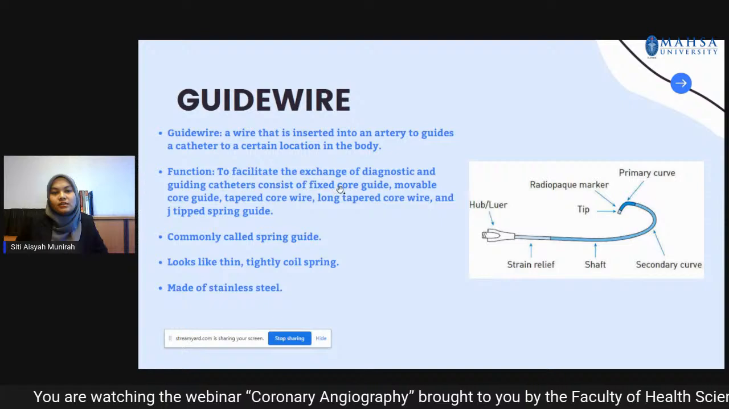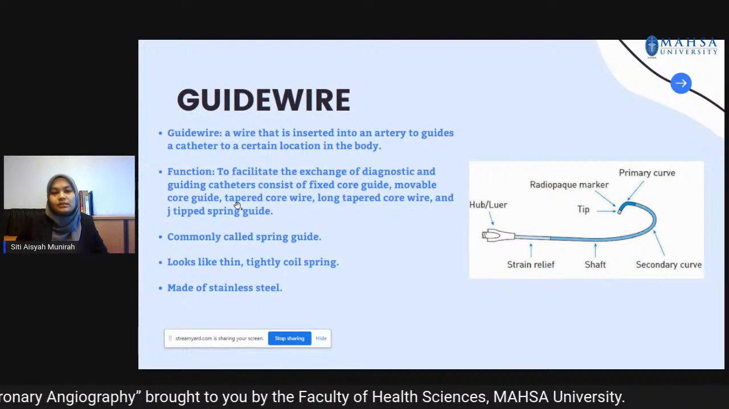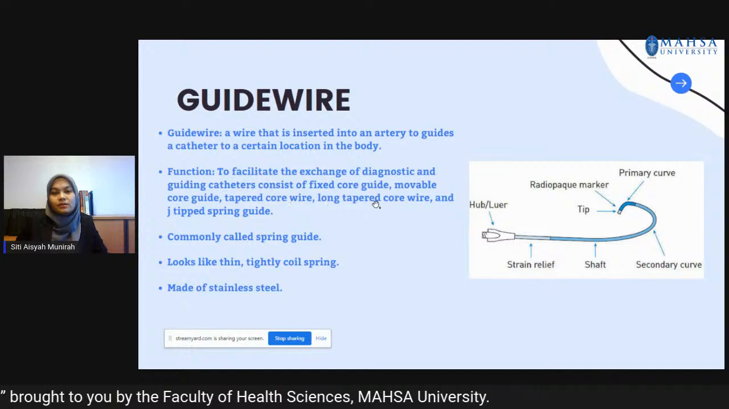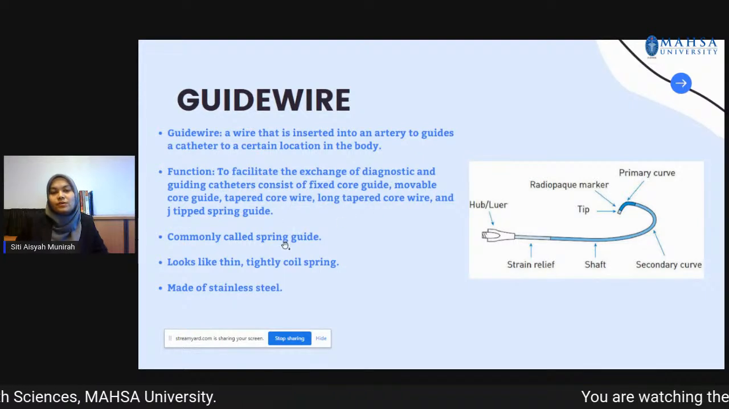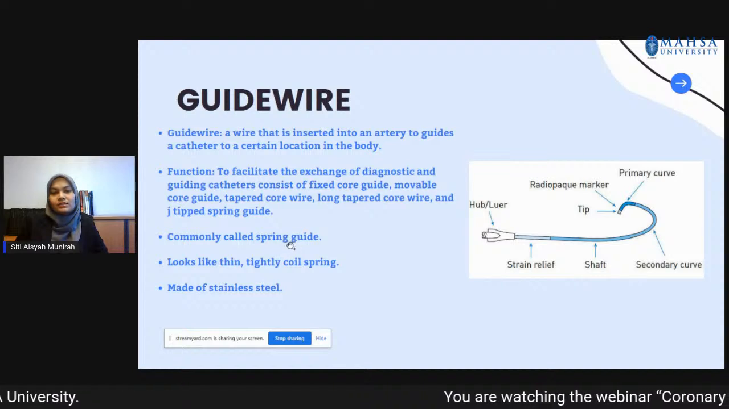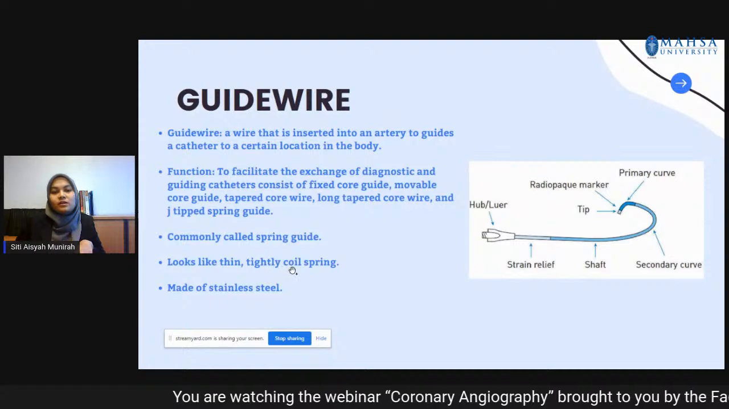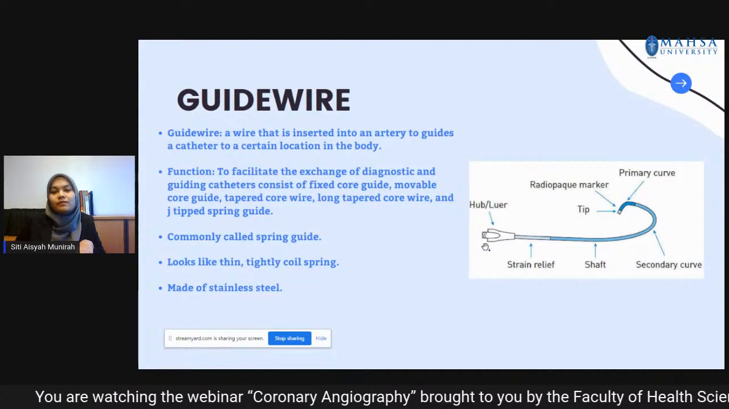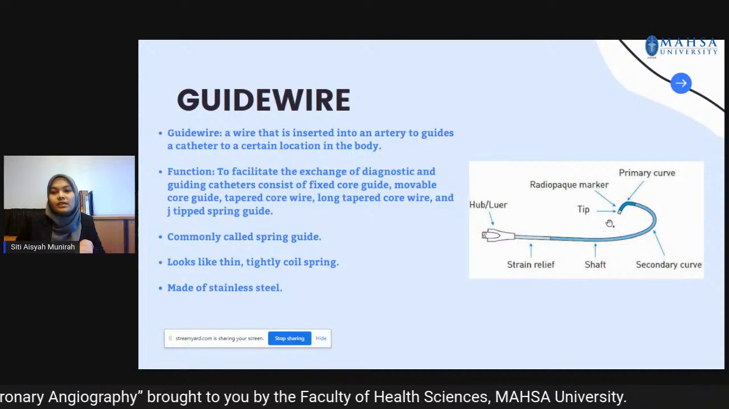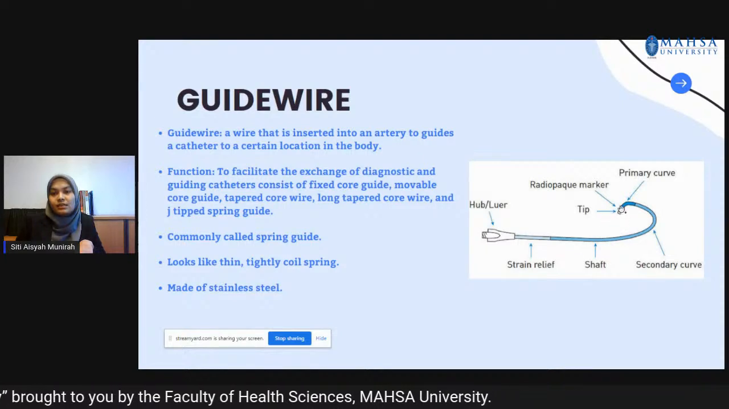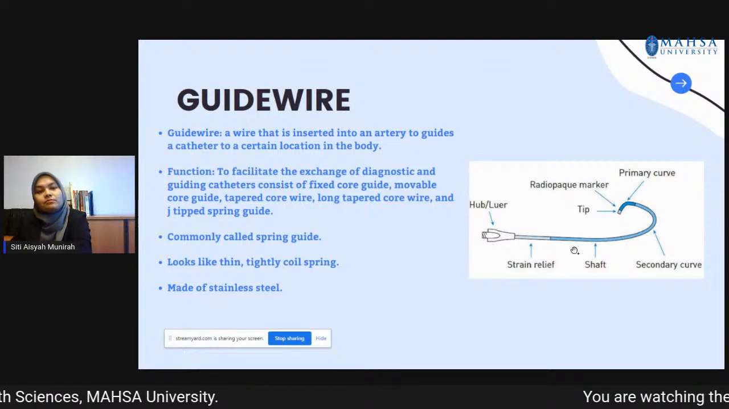There are a lot of types. They have the fixed core guide wire and also the movable core guide wire, long taper core wire, as well as the J spring guide. The guide wire is also known as a spring guide because it is thin and tightly coiled like a spring. It is made of stainless steel. On the right side here we have the image of the guide wire. Here we have the tip, and here we have the curve and also the shaft.